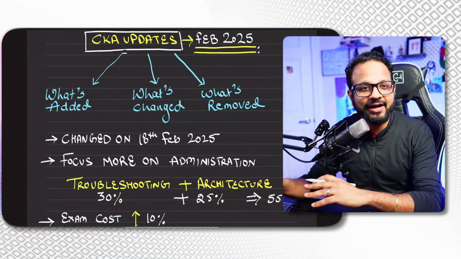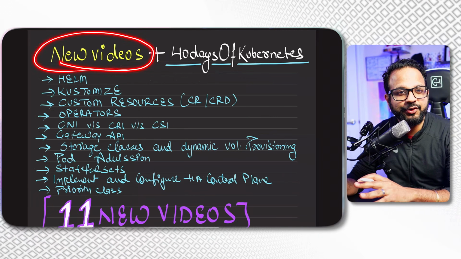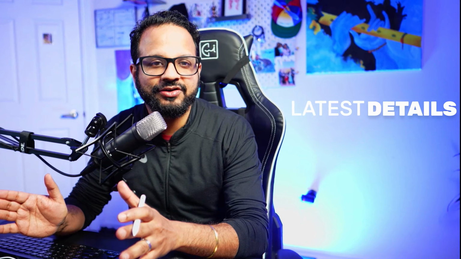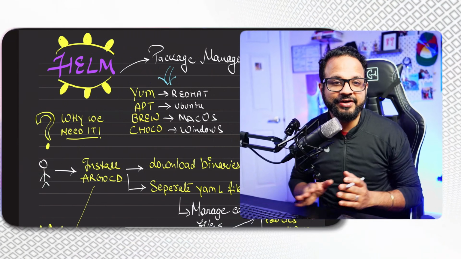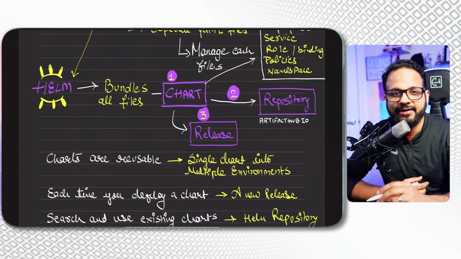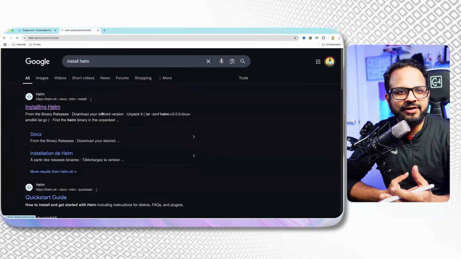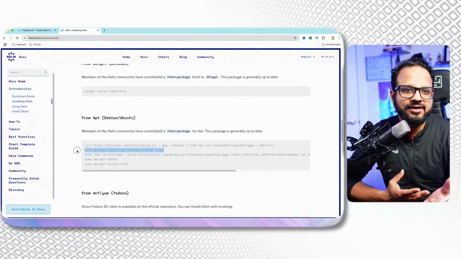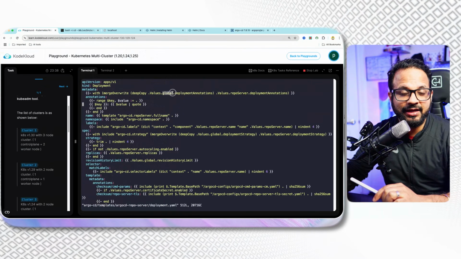So in the previous video I showed you what all the changes have been done recently on 18th February 2025, and based on that I'm expanding this series to have the latest topics that are included in the series. In this particular video we'll be looking into Helm, which is a package manager for Kubernetes. We'll look into it from the theory perspective, what it is, why do we need it, important commands and so on, and then we'll do a demo as well to install a sample chart and to execute basically all the commands that are associated with Helm.